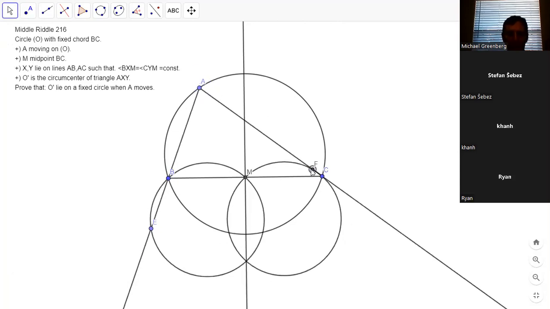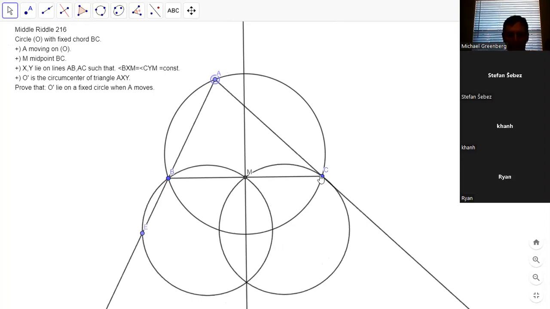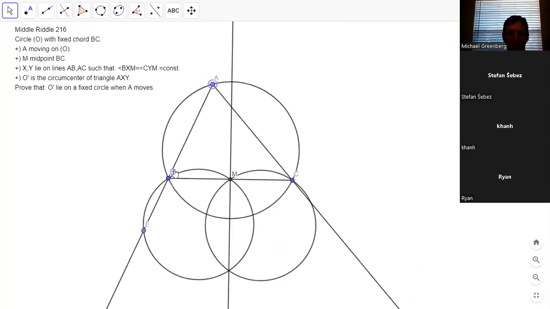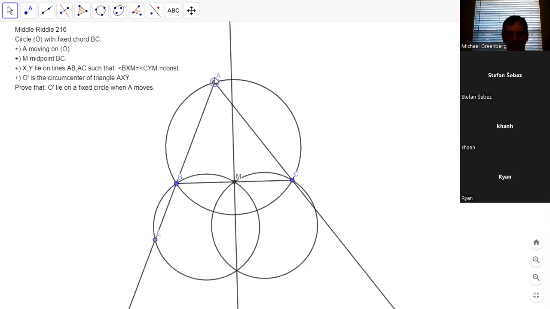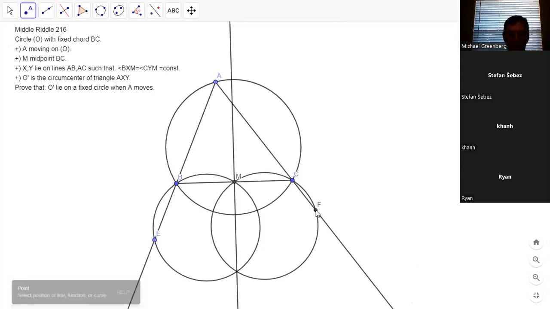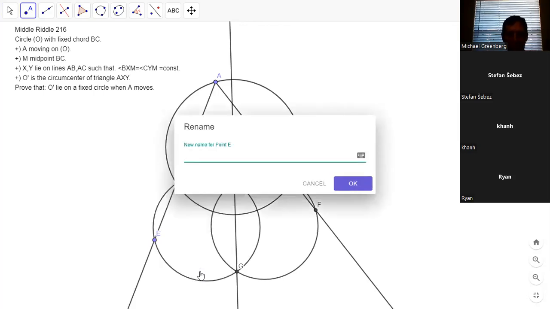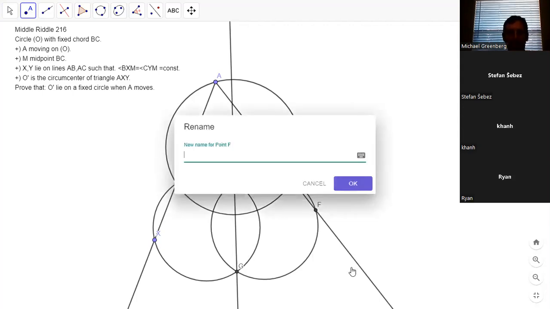Yeah, so let me delete this. Yeah, we wanted something like that. Maybe if I make this a taller triangle, it might be easier. So yeah, I keep forgetting the circle is fixed, but that looks okay. Actually, I might just leave these circles here. So this is X. And this is Y. So angle BXM is equal to angle CYM.